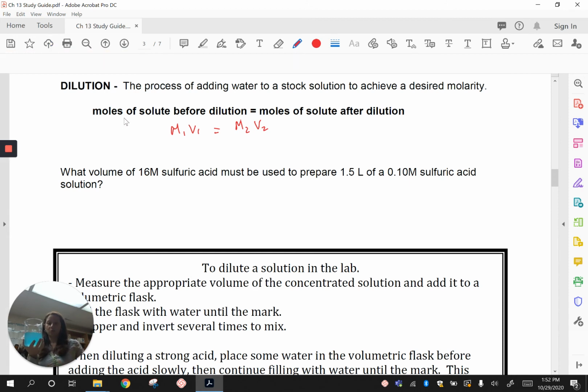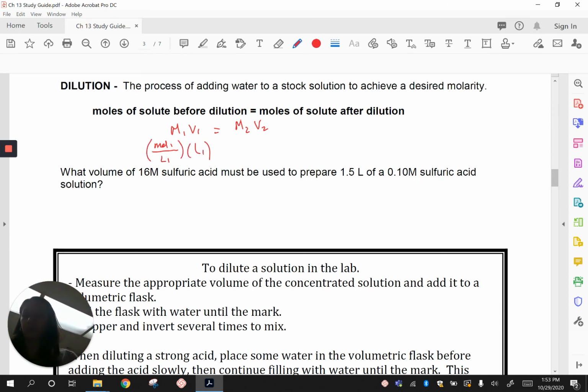If you look at this equation, molarity times volume ends up being the moles. Let's look through our units here. The molarity of solution 1 means the moles of solute in solution 1 over the volume of solution 1, times the volume of solution 1, which is in liters. Look at this, the liters cancel, and you end up with the moles.